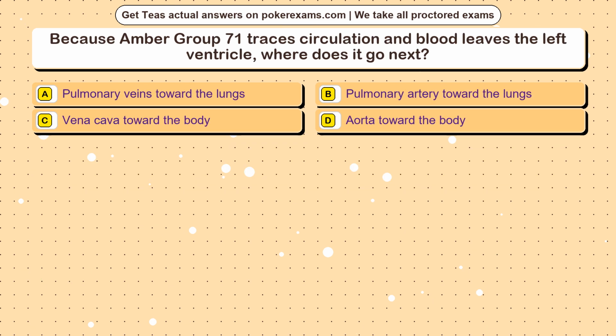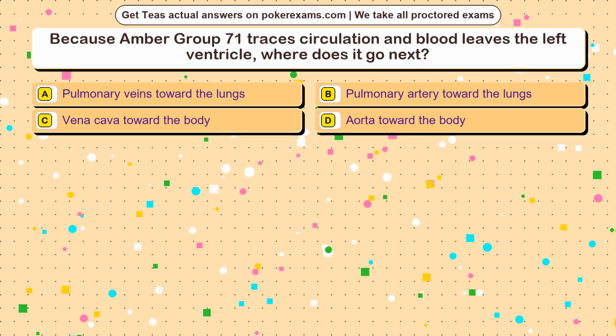Question 15. Because Amber Group 71 traces circulation and blood leaves the left ventricle, where does it go next? Option A, pulmonary veins toward the lungs. Option B, pulmonary artery toward the lungs. Option C, vena cava toward the body. Option D, aorta toward the body.